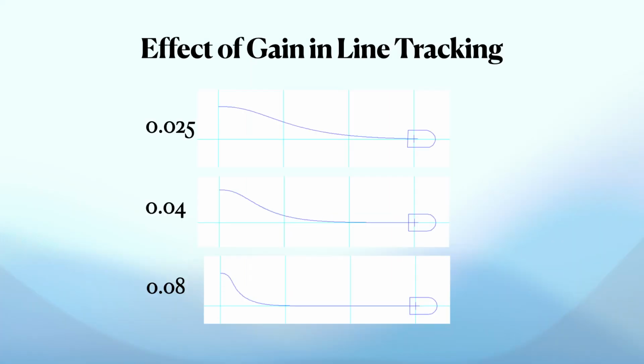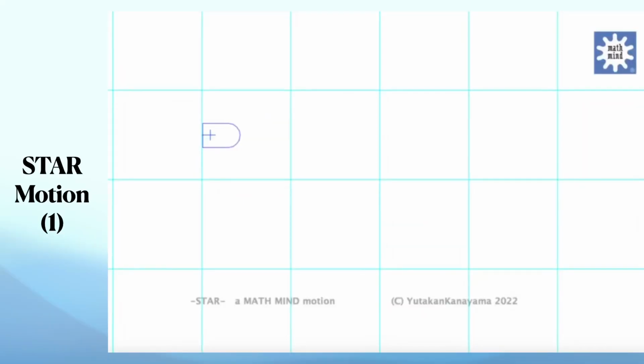Effect of gain in line tracking. This diagram demonstrates the effect of using 3 distinct gains, 0.025, 0.04, and 0.08. In this star motion, the vehicle's initial frame, position and direction, is Q0 equals minus 250, 0. Initially, the vehicle tracks a line L equals minus 250, 0.